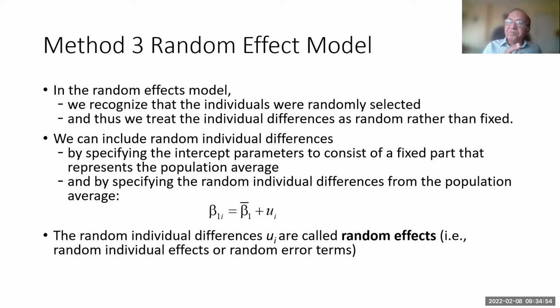is actually a mean, B1 bar, that is the mean, plus error. So in the random effect model, we are taking the mean of the constants, and the error goes to the error part. The constant which comes in the model is the mean of those constants. The random individual differences, errors, are called random effects, that is random individual effects or random error terms.